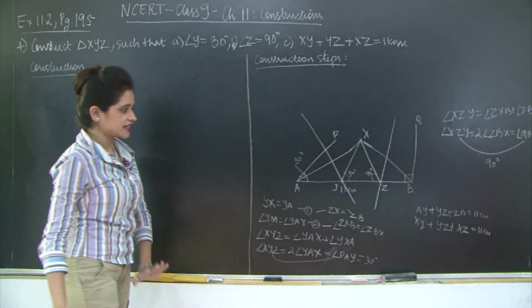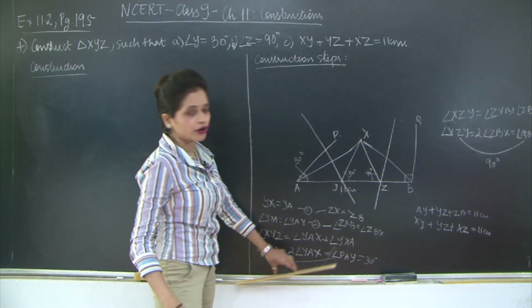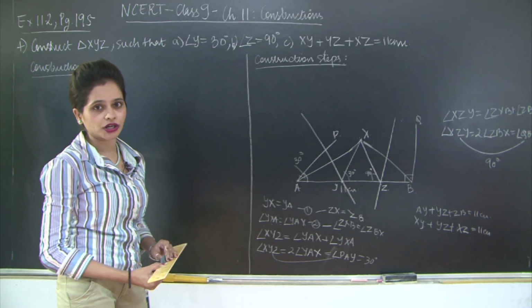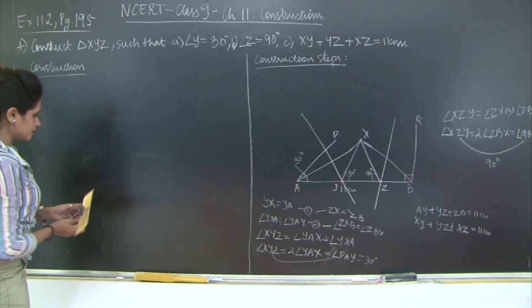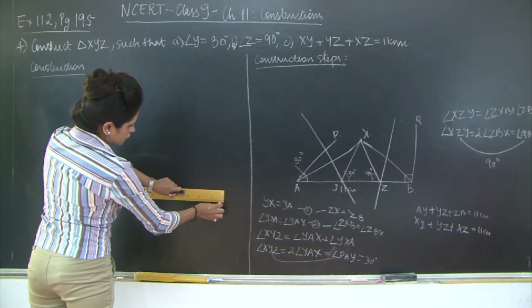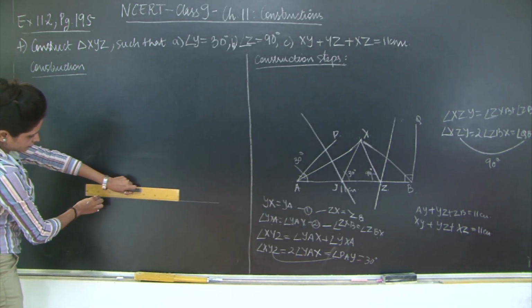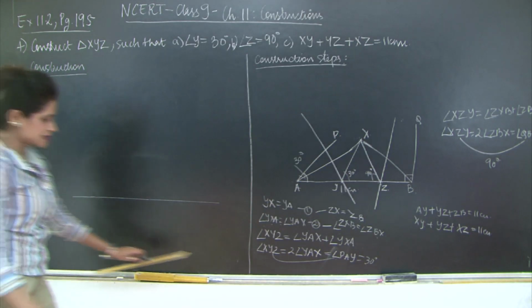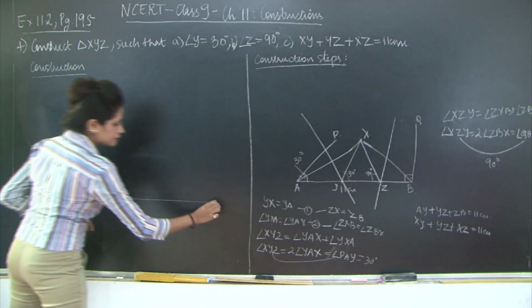So I hope you have taken down a note of this. It's very important because you may be asked for the proof as well during the exams, except for the construction and the construction steps. So what I'm going to do is go ahead and do the construction. So I'm going to draw the base of 11 centimeters. So let's say this is my base of 11 centimeters. I will call it AB.